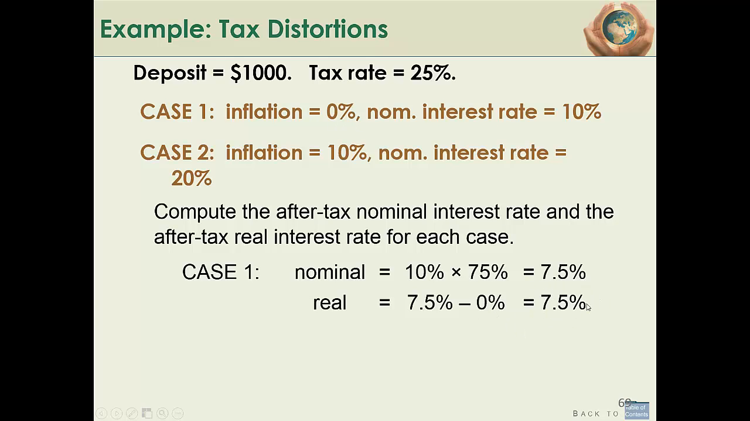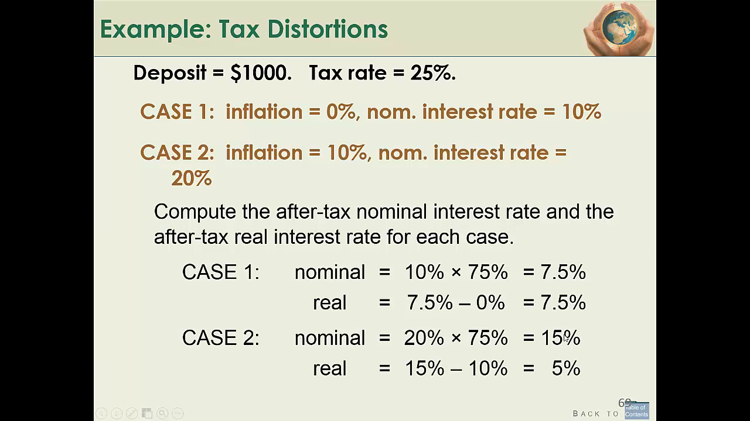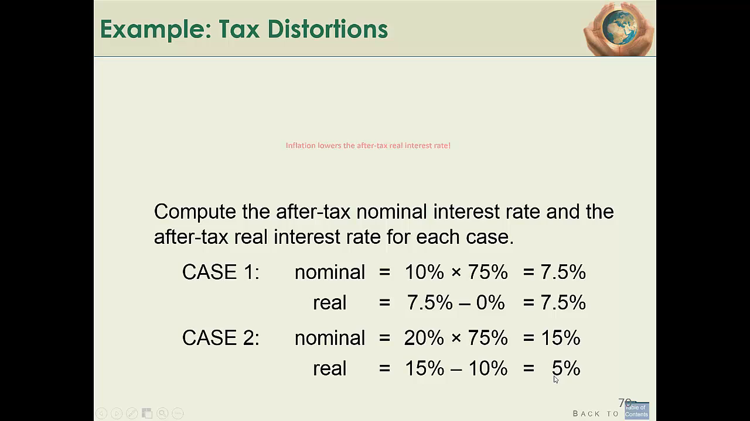In case 2, I'm getting a 20% nominal return on every dollar that I deposit. Once again, because of the tax rate at 25%, I only get to keep 75% of it. The rest goes to the government. So that gives me a nominal return of 15% on every dollar saved. But in real terms, I take that nominal rate, subtract the inflation rate of 10%, and I see I only have a real return of 5%.